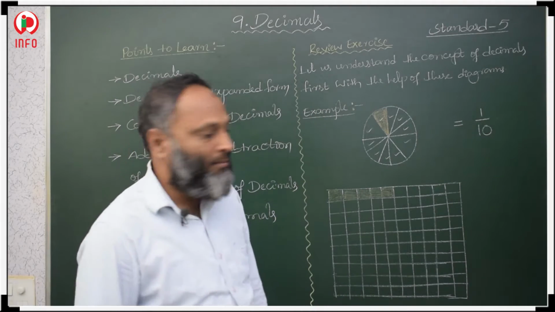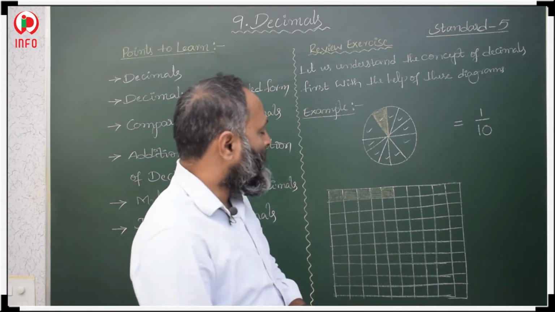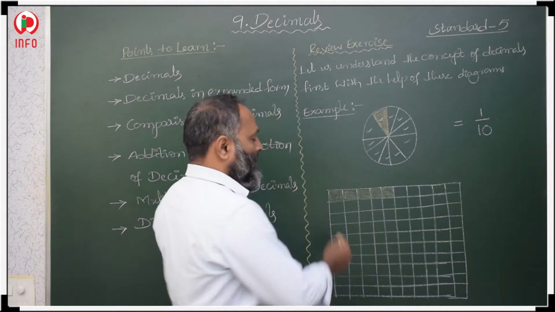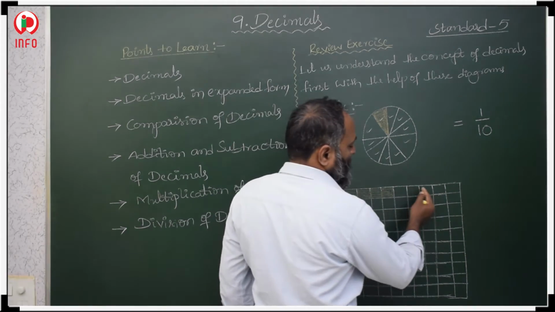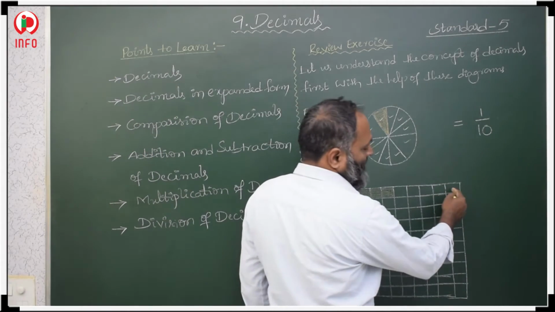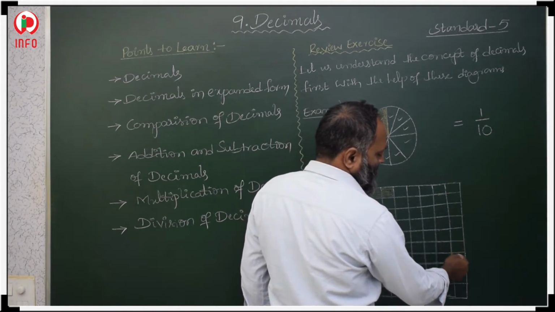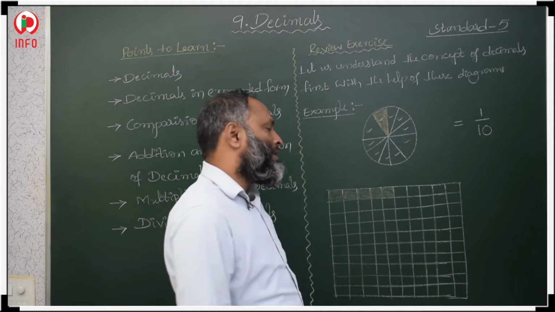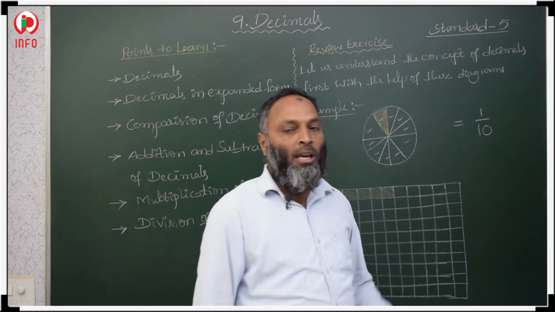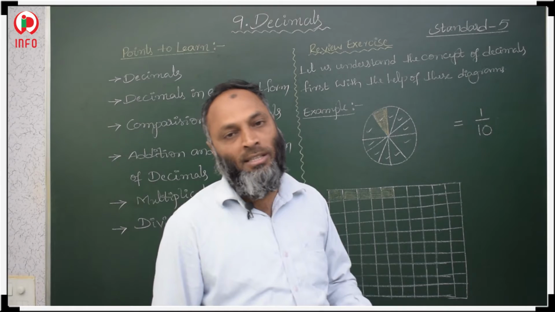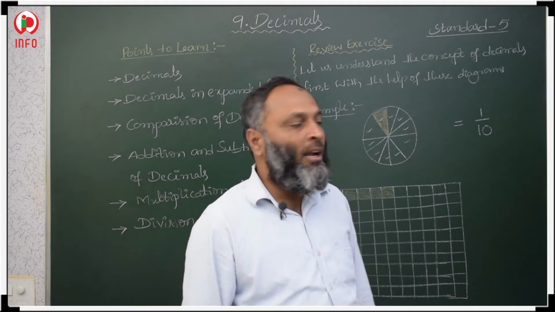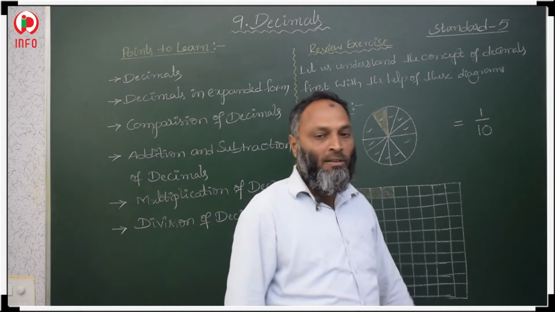In the next one, this is a complete square grid. In the square grid, how many squares are there? See here, 1, 2, 3, 4, 5, 6, 7, 8, 9, 10. 10 squares in a row. And how many squares are there in a column? 1, 2, 3, 4, 5, 6, 7, 8, 9, 10. 10 squares are in a column, and 10 squares are in a row. Then in total, how many squares are there? That is 10 tens are 100. Total 100 squares were there in this square paper.